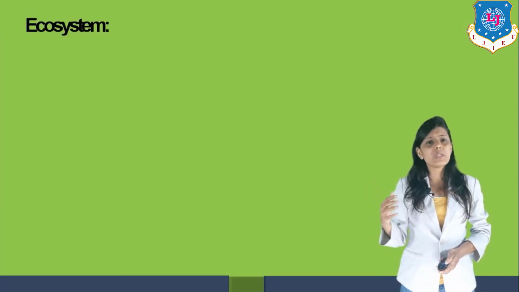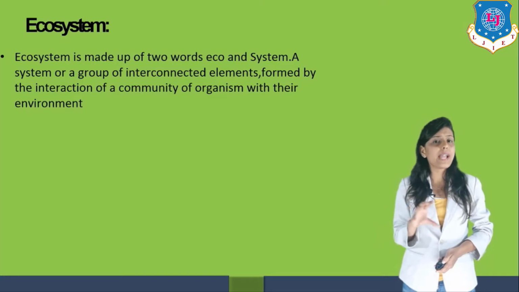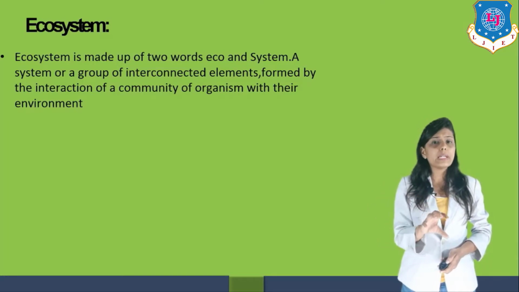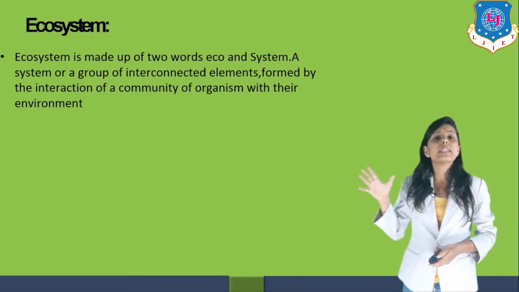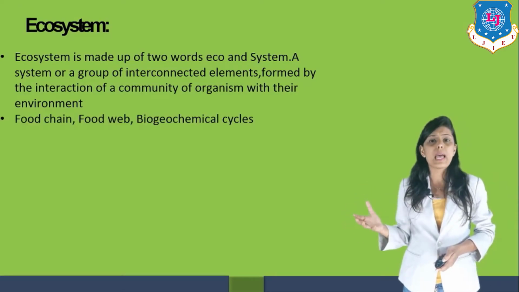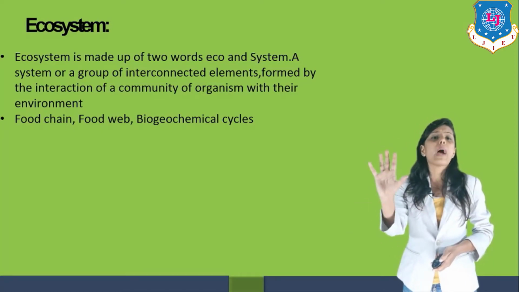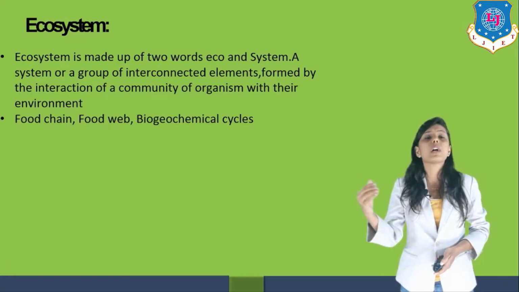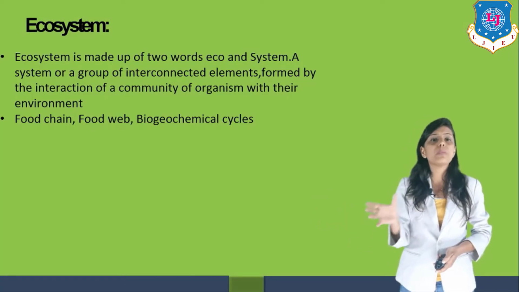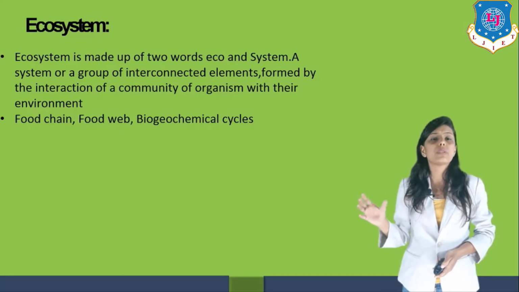Now, let us study what is ecosystem. So what is ecosystem? Ecosystem is made up of two words, eco and system. A system or a group of interconnected elements formed by interaction of community of organism with their environment is known as ecosystem. For example, when you study the whole system of interconnected elements with its environment, then it is known as ecosystem. Food chain, food web, biological cycles, these all are part of ecosystem because food chain consists of smaller organism to bigger organism.